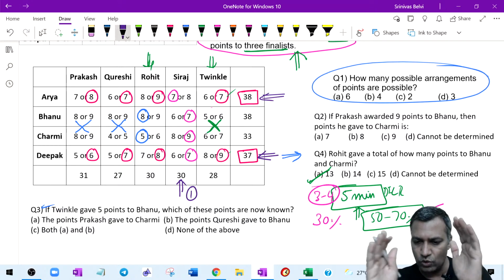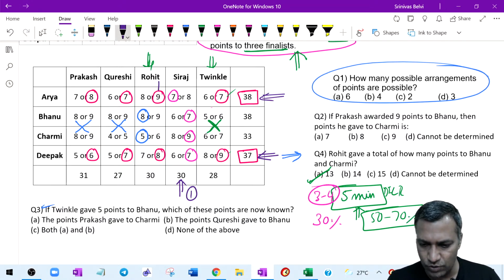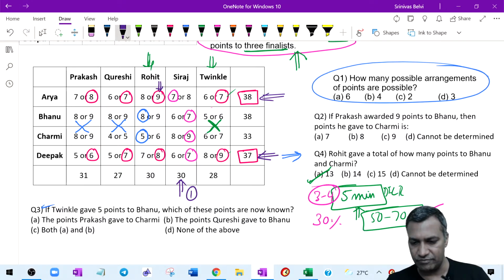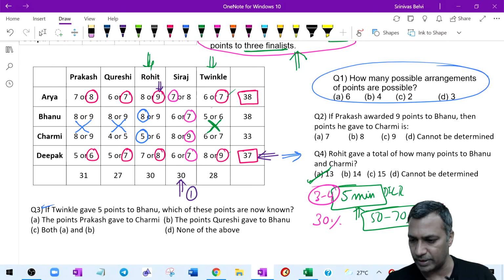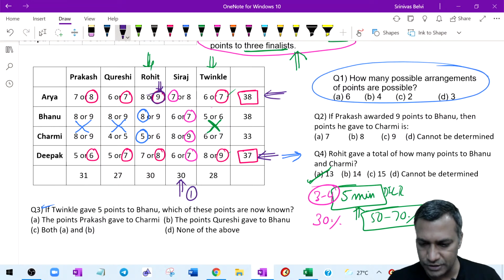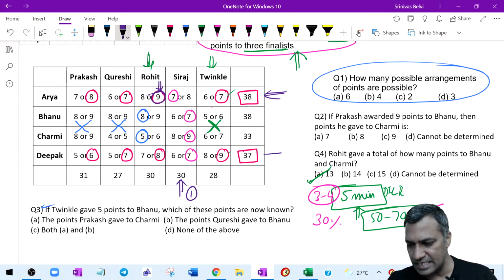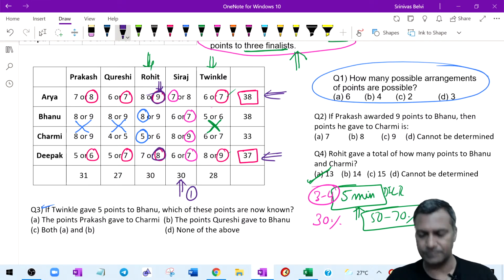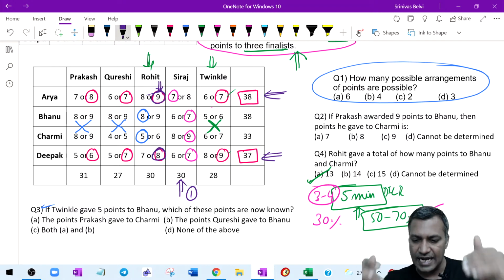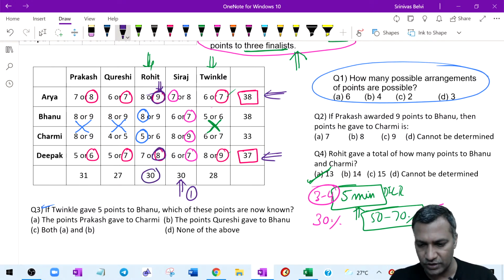Once that got fixed, now look from Rohit's perspective. This 9 was already fixed, because while fixing this row, this 9 was fixed. While fixing this 37, this 8 was fixed. Coming to Rohit, out of 13, 9 and 8 were fixed. It means already 17 were fixed. 13 was left. That's it.